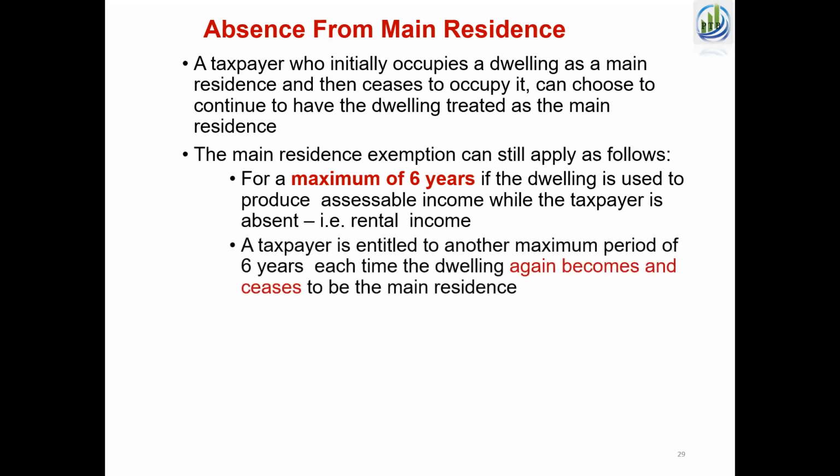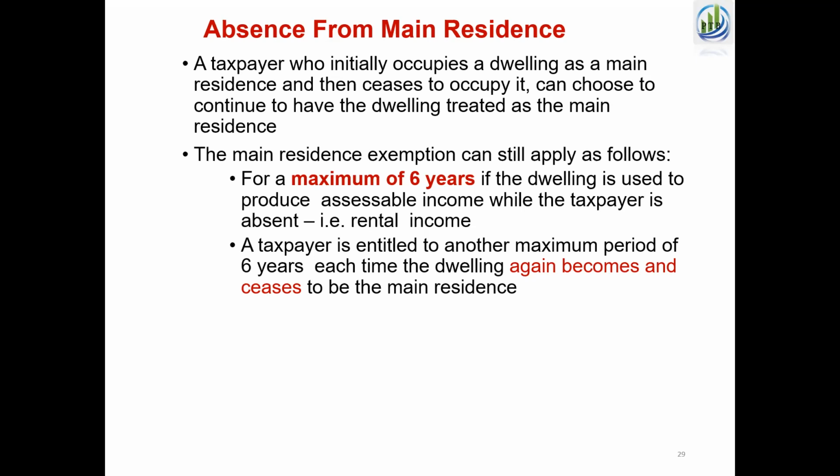So the taxpayer is entitled to another maximum period of 6 years each time the dwelling again becomes and ceases to be the main residence. What's the meaning? You can come back and stay and go again, that will be less than 6 years, is fine. So there are two important points here. At the same time, you cannot have two main residence exemptions. Only one you can have.